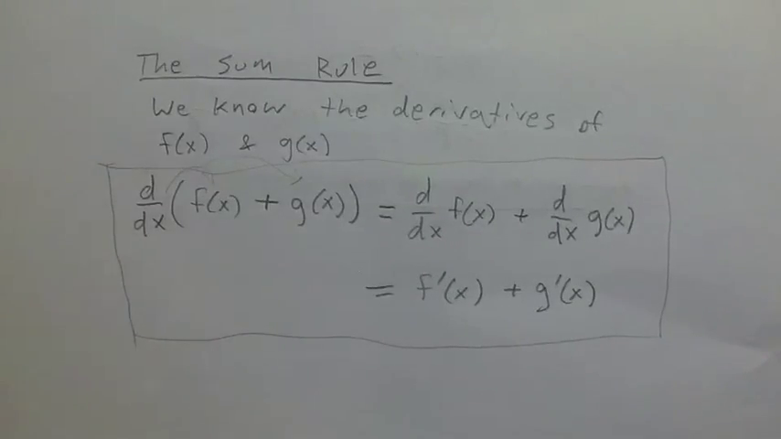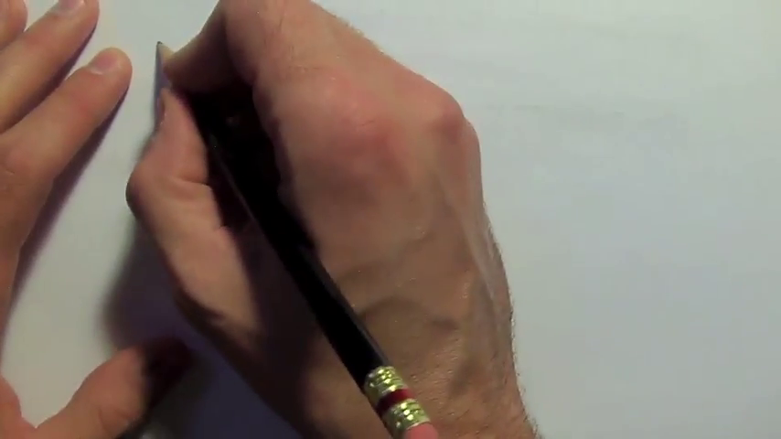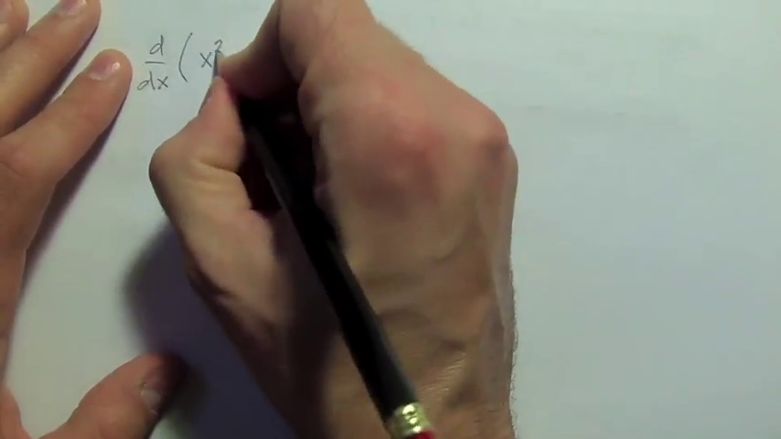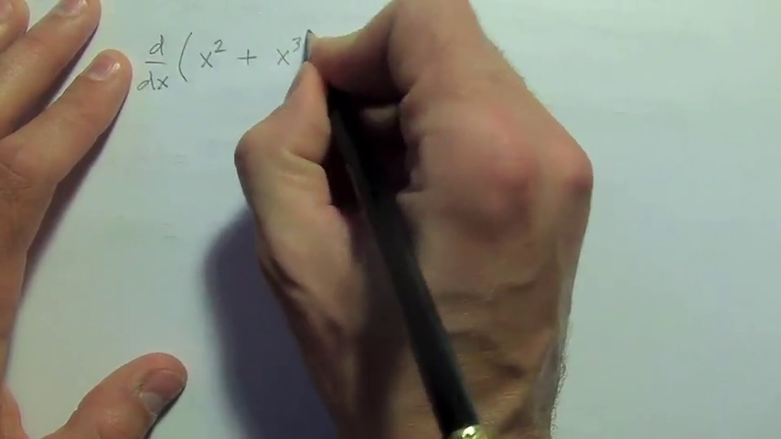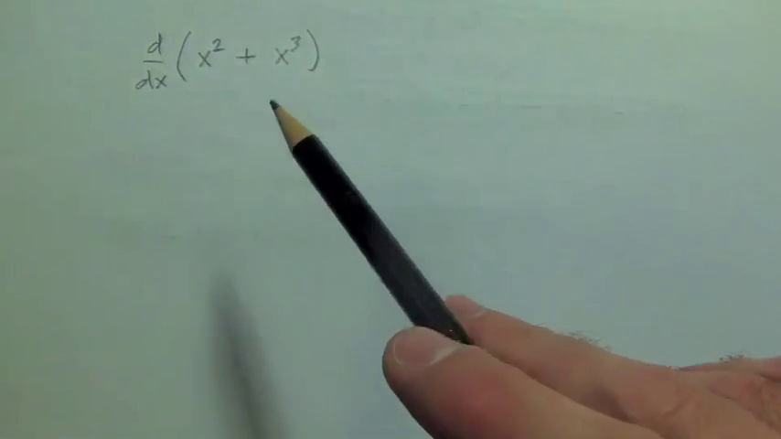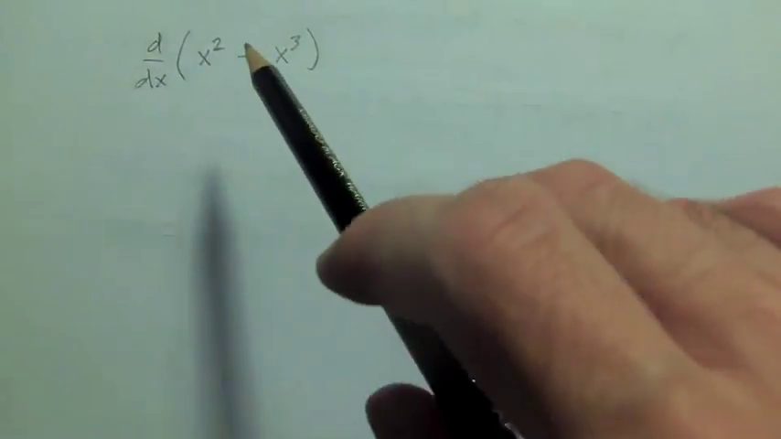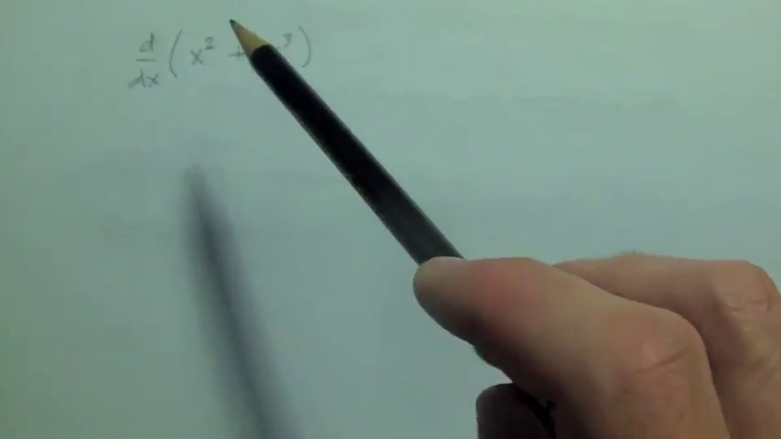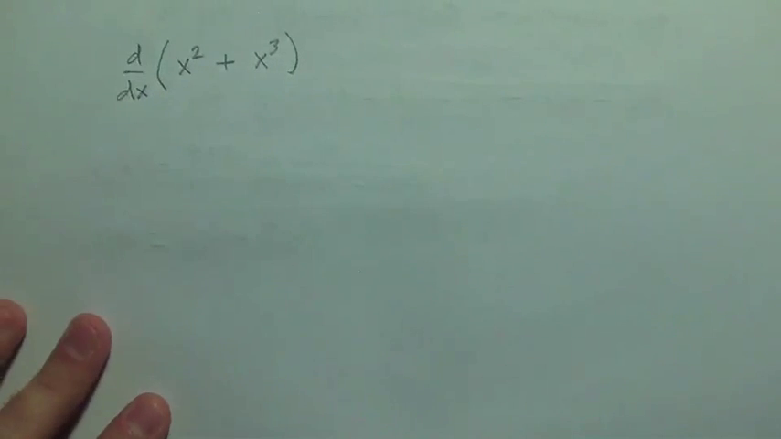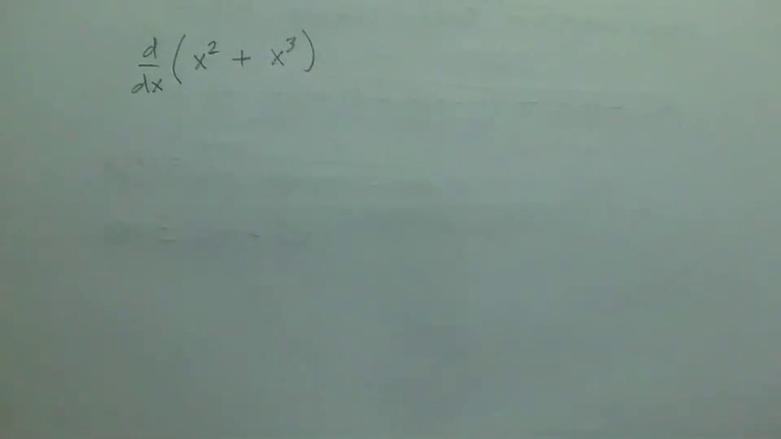Where that comes in handy is if I want to take the derivative with respect to x of, let's say, x squared plus x cubed. If you had to go to the limit definition to do this one, it would be a pretty big pain. You all had to go through just x squared all by itself, and x cubed all by itself. Then you'd have to put it together with the same steps, and it'd be a huge nightmare.